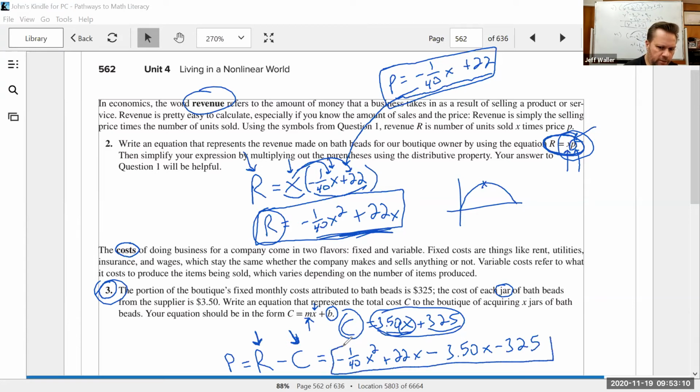What can we do to simplify this? I'm going to do that in a minute when I've got some more room. But what's the one thing we could do to simplify this profit function? Combine 22x minus 3.5x? Yes, so we've got some like terms there. So I'm going to clear this and move down a bit. Somebody got that written down for me? I'm going to ask you for it in a minute because I don't trust my memory.